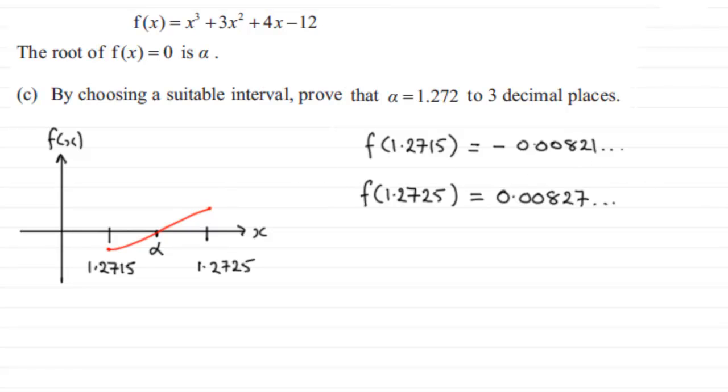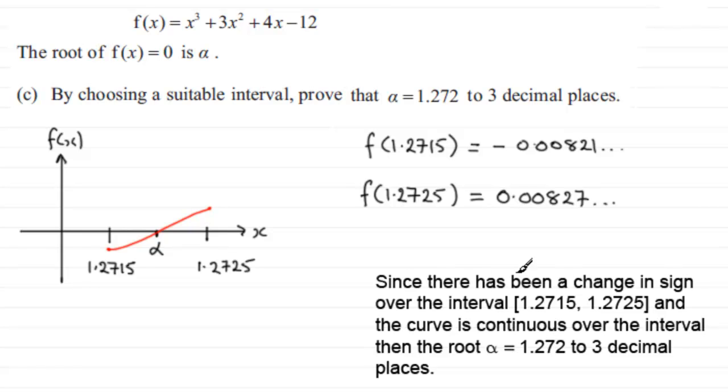So you need to write some kind of summary, and I've written this: since there's been a change in sign over the interval 1.2715 to 1.2725, and the curve is continuous over the interval, then the root alpha must equal 1.272 to 3 decimal places. Okay, so that gives you an idea of how you go about these kinds of questions.